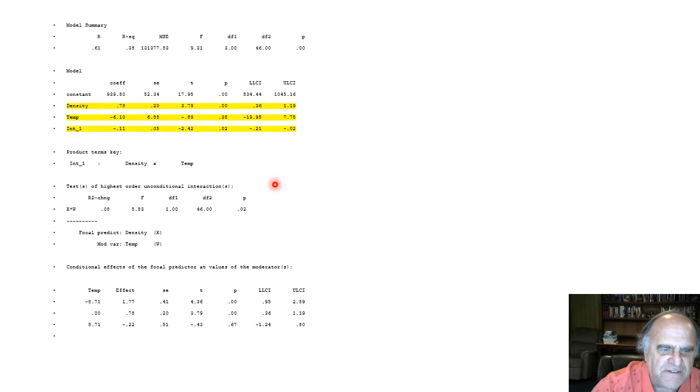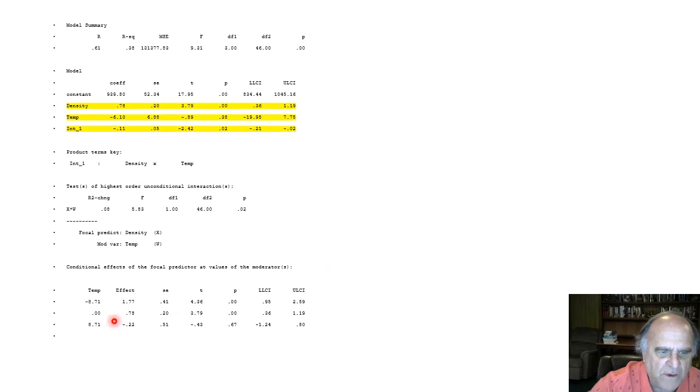Here's a test of the highest order unconditional interaction. In this case, there's only one interaction, so it's going to be the same thing as what we saw up here. And then here's our conditional effects of the focal predictor at values of the moderator.